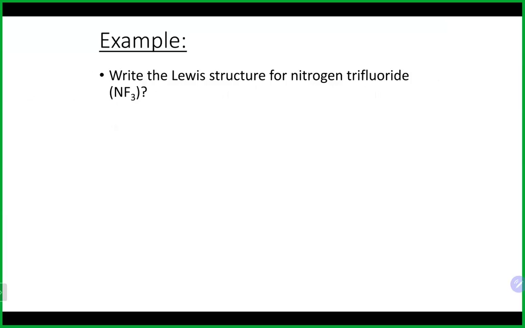So we have NF3. The first thing I'm going to do is calculate the valence electrons. We have 5 for nitrogen, because it is group number 5 on the periodic table. I have 3 fluorines, each is group 7 on the periodic table. It's a lot of math for late at night. It's 21 and 5 is 26 valence electrons. That number is really important because I have to hit exactly that number when all is said and done.